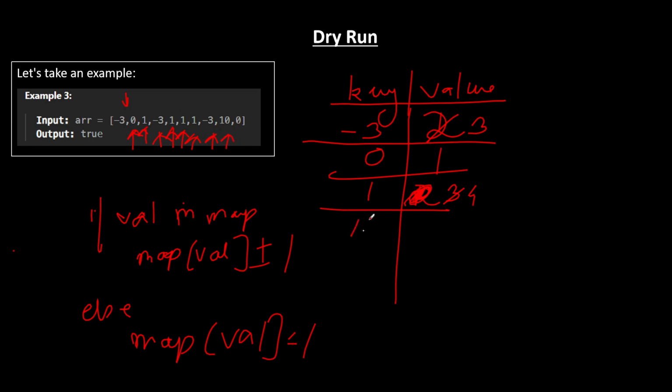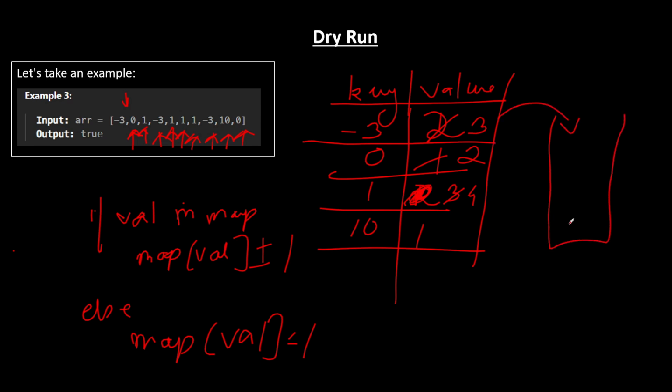10 first time. So what? 0. We encountered 0 previously. So 0 is here. We remove this and we increase it to 2. So this is our dictionary right now. Okay, good. Next step was to create a set. So let this be a set.